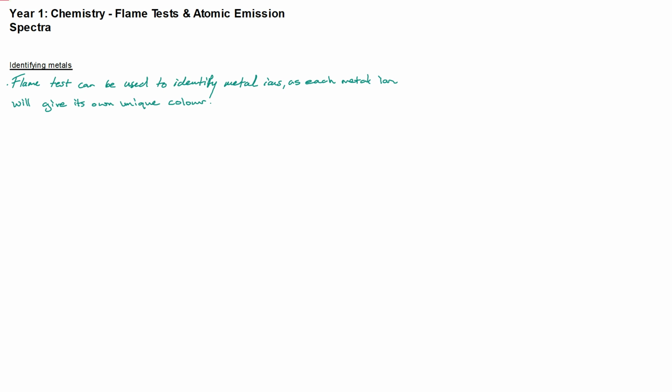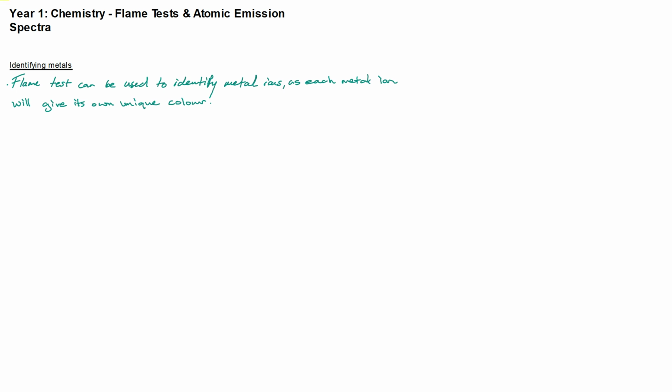So what are flame tests used to do? What do they help us do? Essentially, or initially I should say, they help us identify a metal ion within a compound. Because when we heat these compounds, they emit a unique set of colours which mix together and give you an overall colour. So the thing that we see first is flame tests can be used to identify metal ions, as each metal ion will give its own unique colour.